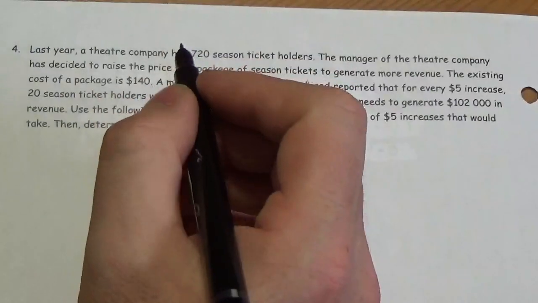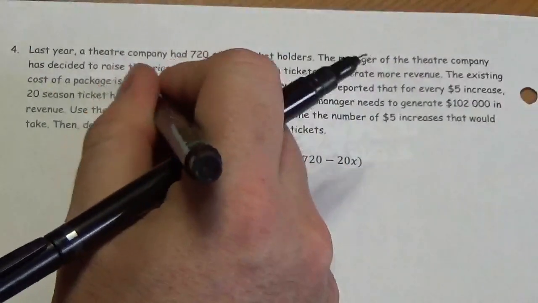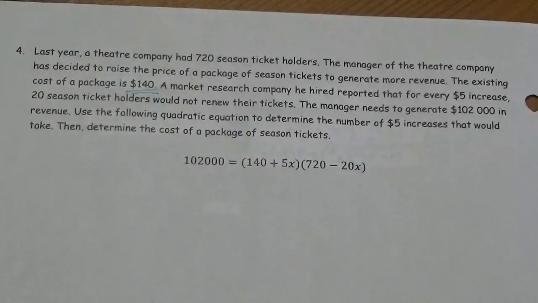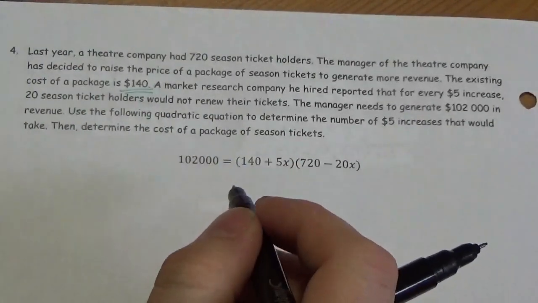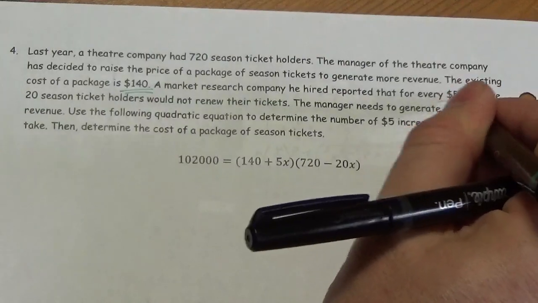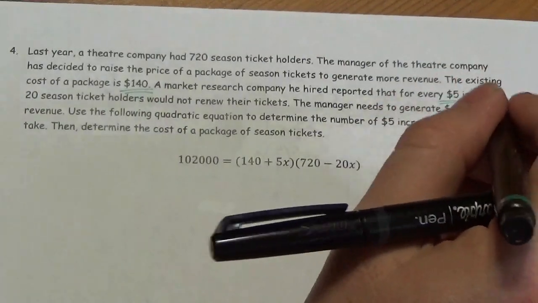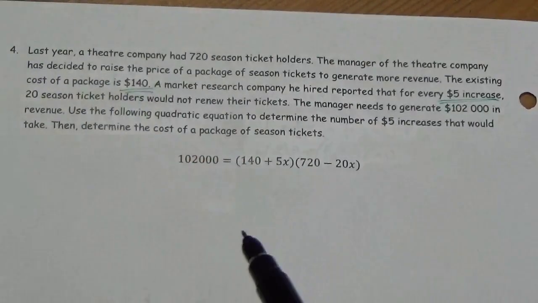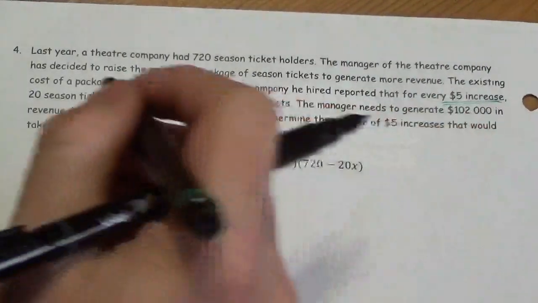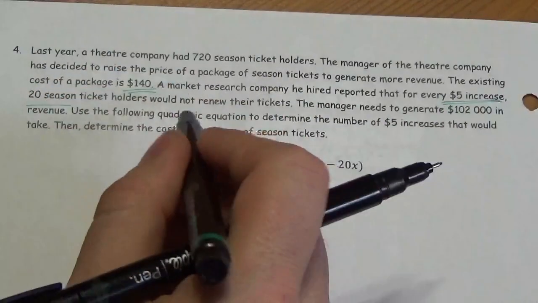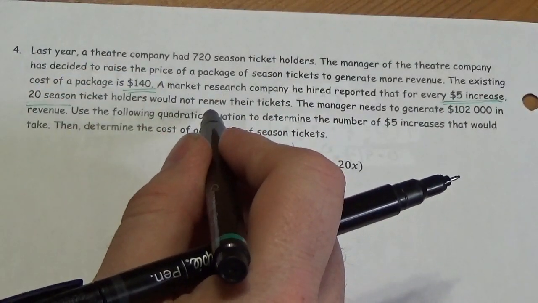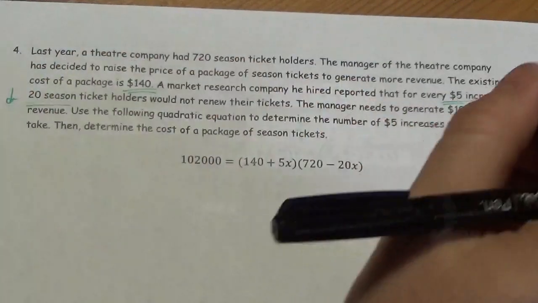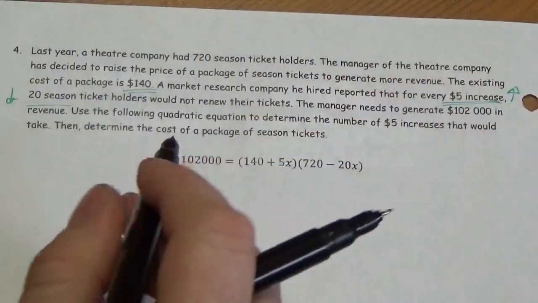Okay, so that is an important bit of information. The value starts at 140. Market research company he hired reports that for every $5 increase, we're going to add $5, but we're going to do that over and over again. So every time we change the price, we're going to add $5. So it starts at 140. The next step would be 145, 150, 155. But every time we do that, 20 season ticket holders would not renew their tickets. So this is going to go down 20. This is going to go up 5.